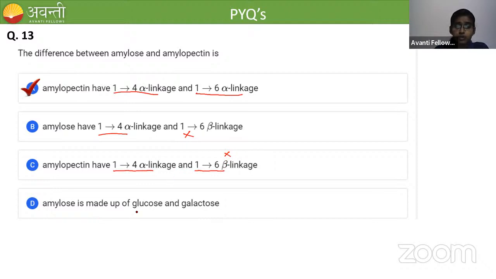Amylose is made up of glucose and galactose. No, they are polymers of just one sugar, which is alpha glucose. It is not galactose. So option A is the correct answer. Clear? Samruddhi, is that clear? Shall I go for the next question?